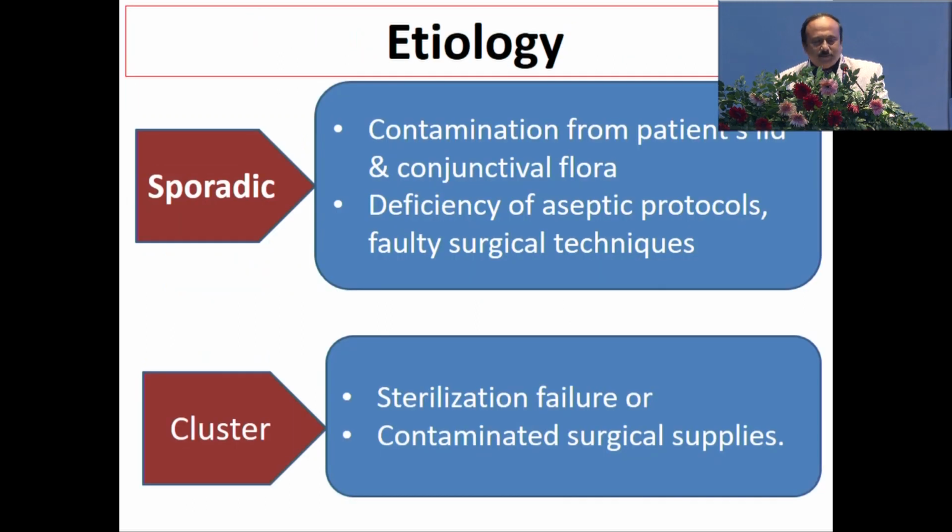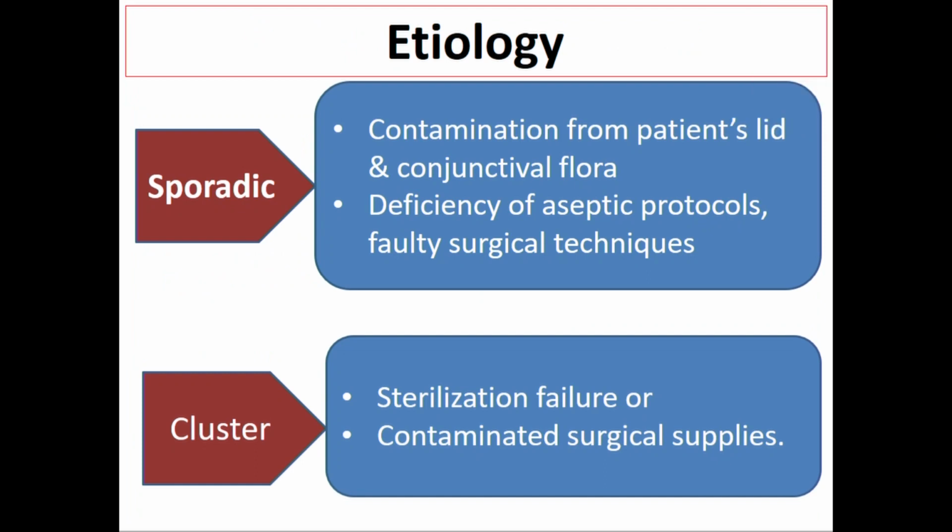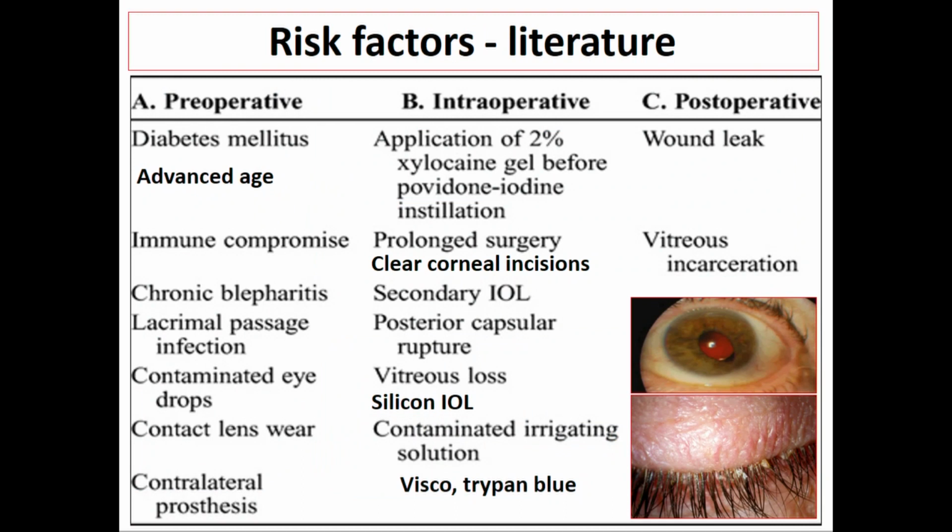So etiology: mostly in sporadic cases, contamination occurs from the patient's lid and ocular adnexa. There are chances of aseptic protocol breaches and faulty surgical techniques. And in cluster endophthalmitis, most of the time it is from sterilization failure or contaminated surgical supplies.